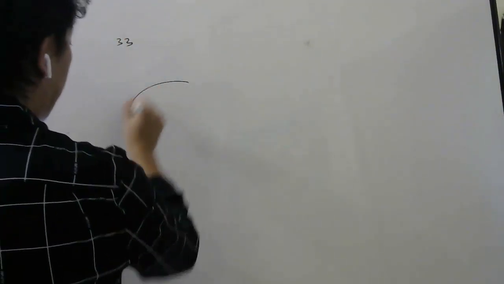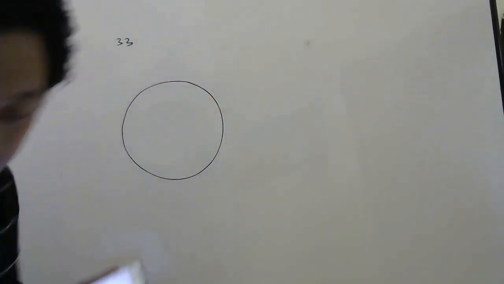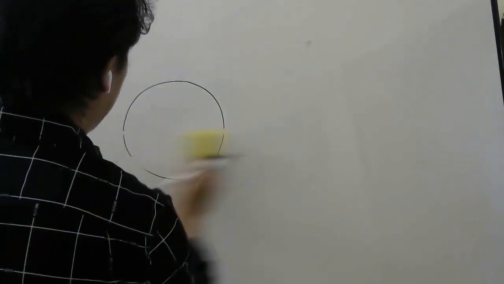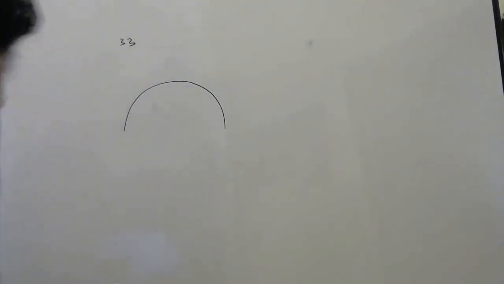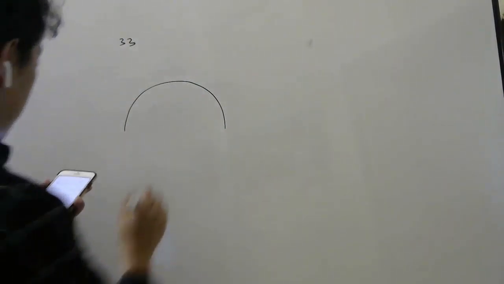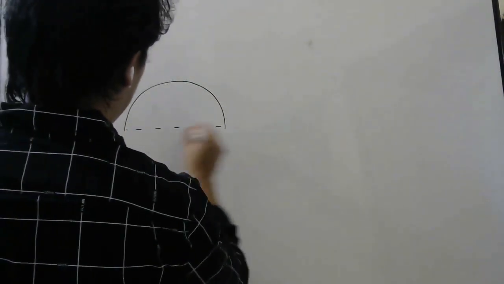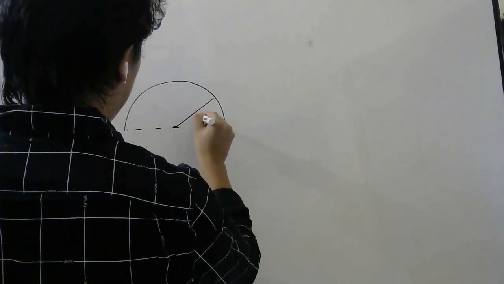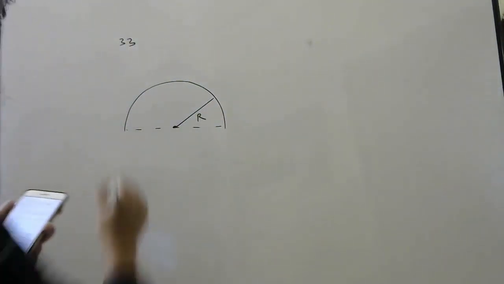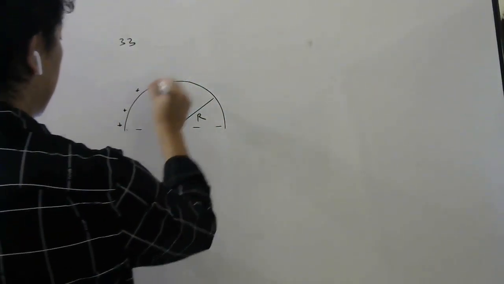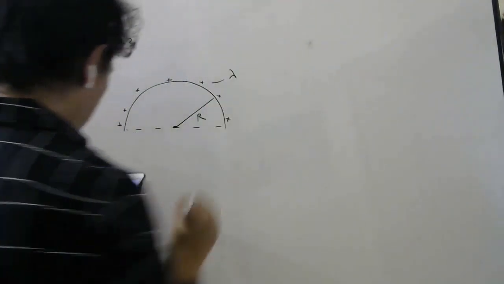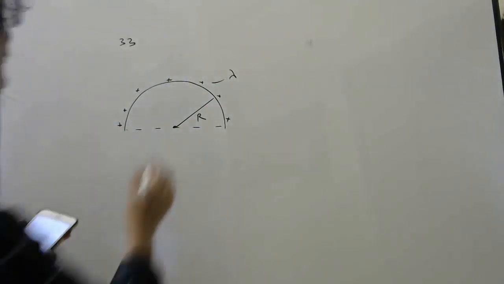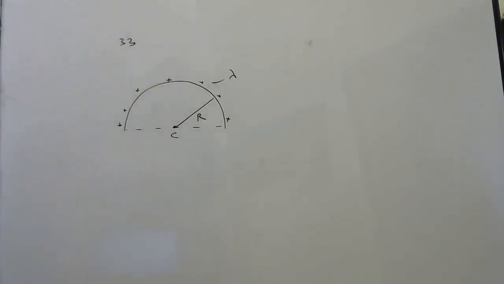So there is a half ring. Let me show you first a full ring, then let me cut this one. So there is a half ring like this. The radius is r. So this radius is r, and there is some charge. Total charge they did not give, but lambda they give. So they want you to find potential at the center of this half ring.